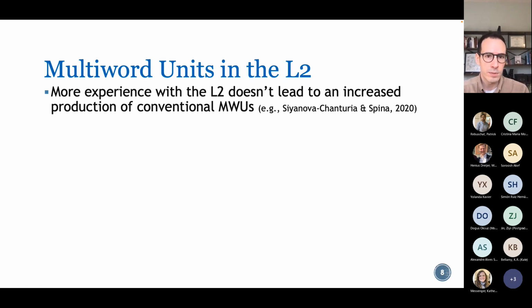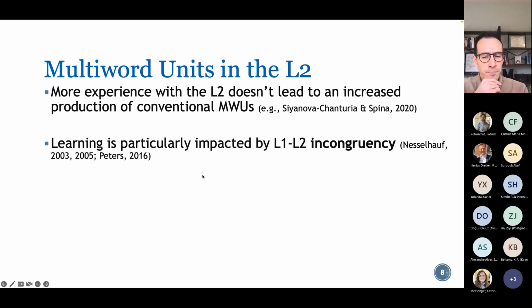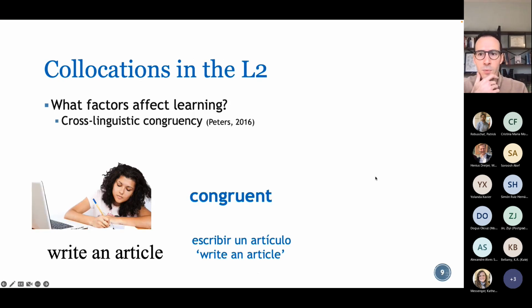But despite these important points, what recent work has found is that more experience with a second language doesn't necessarily lead to an increased production or use of conventional multi-word units. There are many other factors we could focus on, but one that's been particularly well researched, and perhaps the most influential one I'll be focusing on today, is the congruency between the first and the second language.